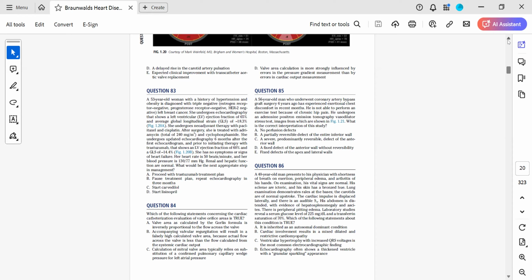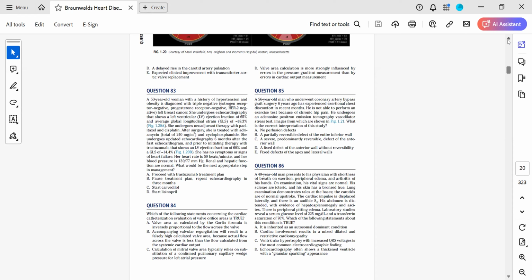So option B is also false because accompanying valvular regurgitation will result in a falsely low, not a falsely high, calculated valve area. The reason is that the actual flow across the valve is less than the flow calculated from the systemic cardiac output because there's a backward flow. So flow across the valve is actually reduced.